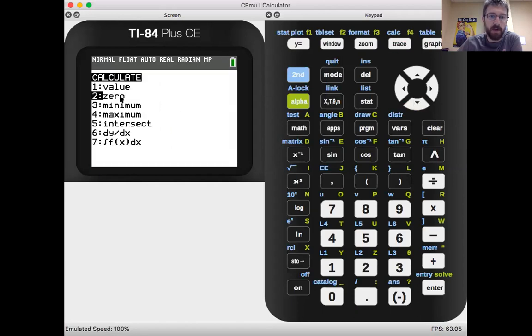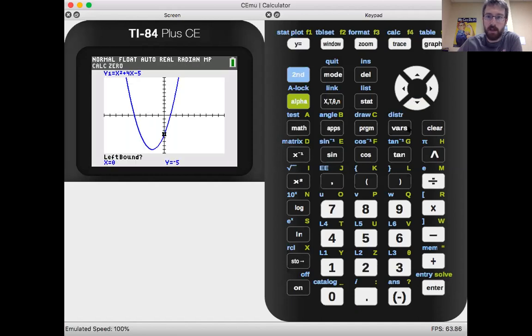And we want to find a zero, so select the 2, 0, hit enter. And now notice a couple things have changed about our screen. I've got a little flashing cursor right here. That's where I'm focused right now. That's this coordinate 0, -5. And it says left bound question mark.